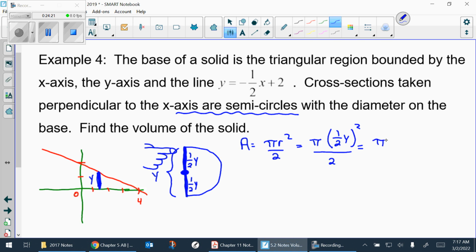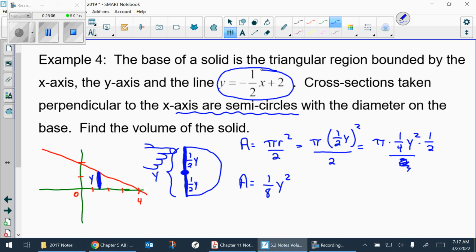That's pi 1/4 y squared divided by 2. Or instead of dividing by 2, maybe I could multiply by 1/2. So the area is 1/8 y squared. Well, again, wrong variable. Here's the relationship that turns y's into x's.